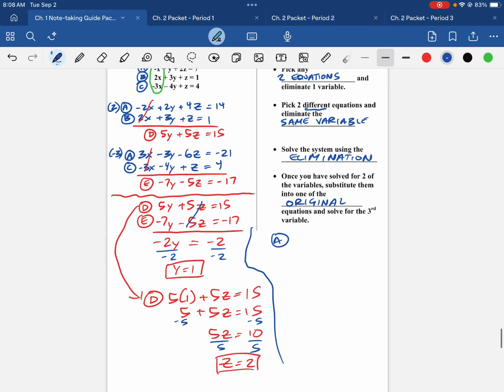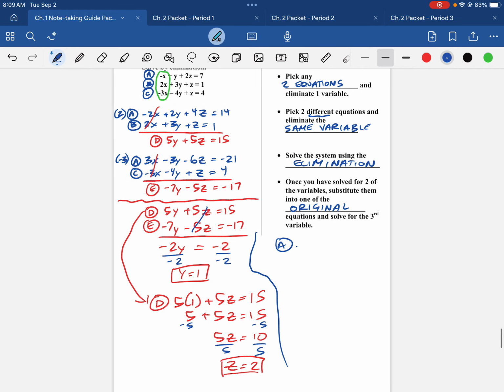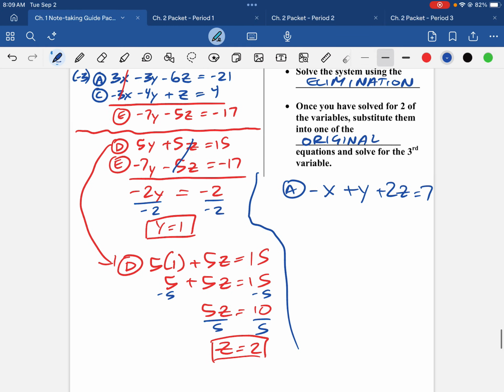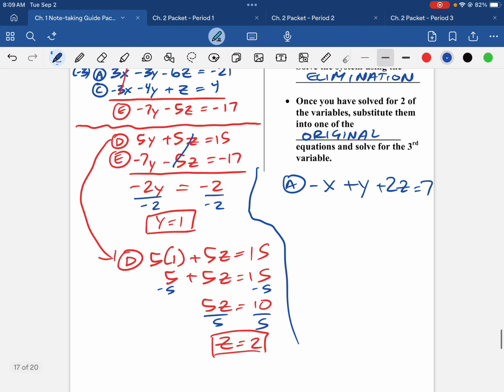So let me zoom out so I can see that again. -x plus y plus 2z equals 7. Okay, and I'll plug in what I already know into this. I don't have the x yet, but I have the other 2 bits. So the y was 1, and the z was 2.